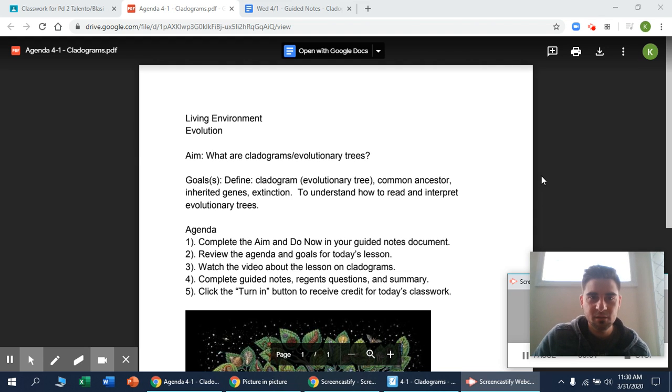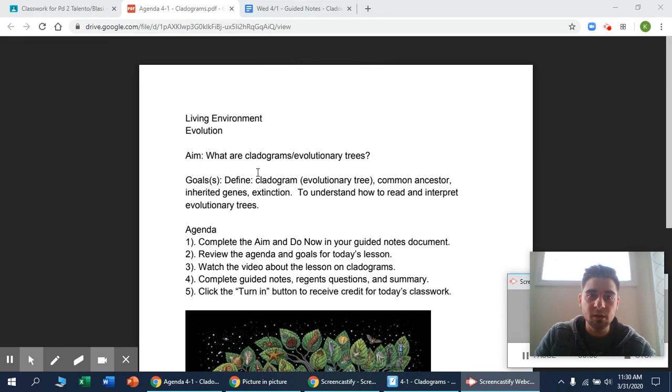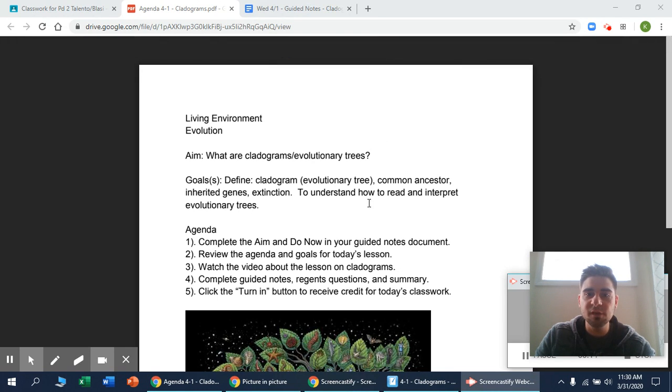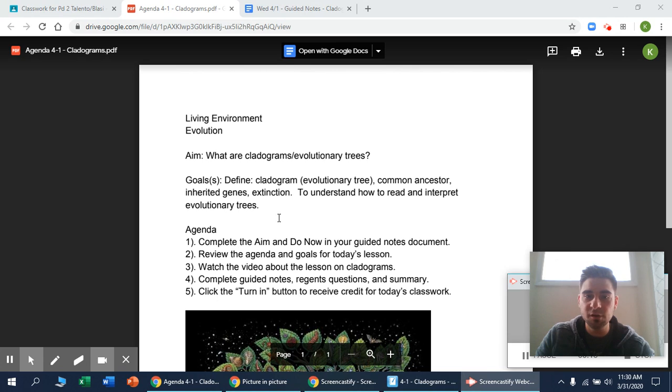Okay, hello everybody. Today's lesson is about cladograms, otherwise known as evolutionary trees. So here are our goals for today. Okay, so we're defining these terms here. We also want to be able to understand how to read and interpret evolutionary trees.